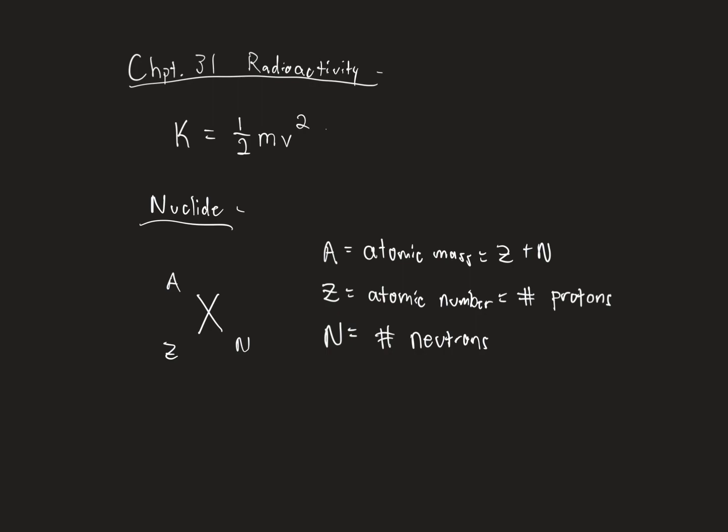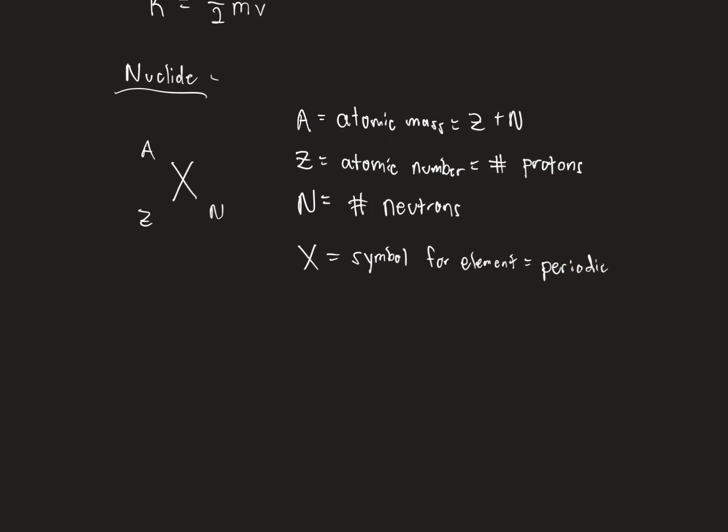And then X is actually the symbol for your element, whatever element you're talking about. And that's where the periodic table comes into play. So you'll need a periodic table to do most of these kinds of questions that you're going to work on. And there's a few different kinds of ways that atoms can spontaneously decay due to radioactivity. One of them is called alpha decay. Alpha decay involves something called alpha particles.